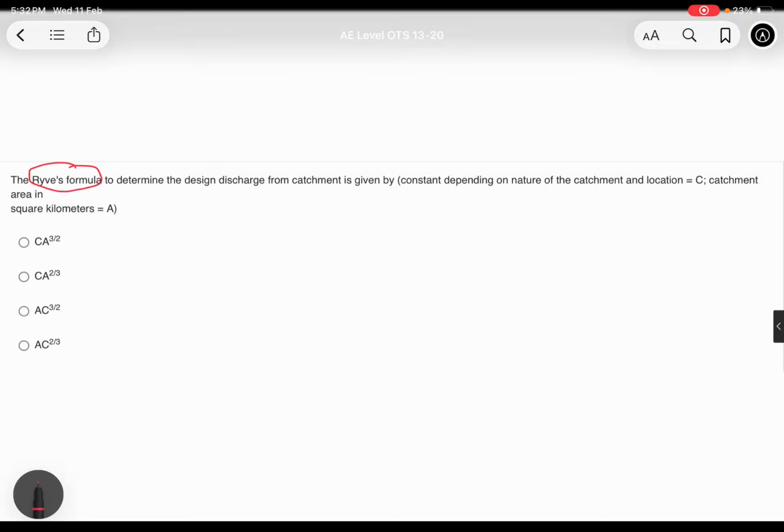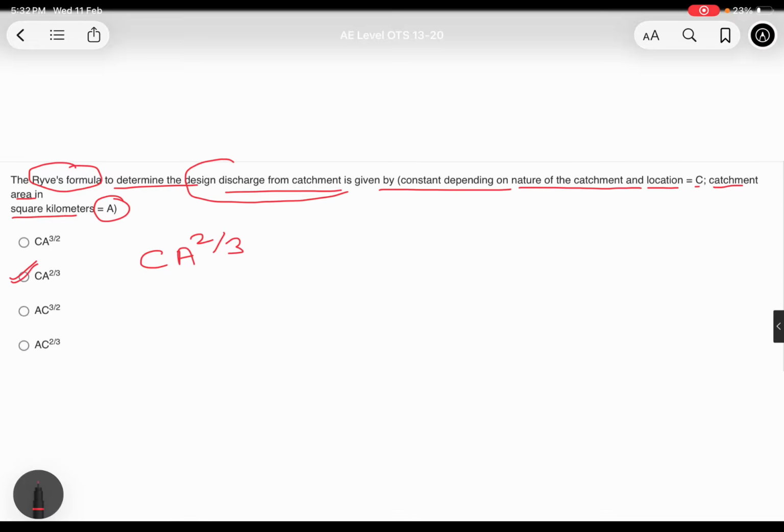The Ryves formula to determine the design discharge from a catchment is given by a constant depending upon the nature of catchment and location, C, catchment area in square kilometer is A. So this will be C into A to the power 2/3. That is the Ryves formula, to determine the discharge from a catchment.